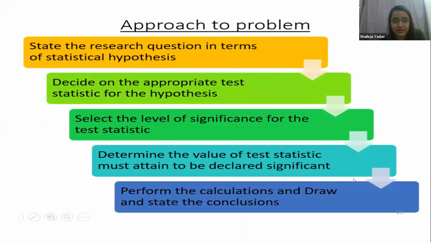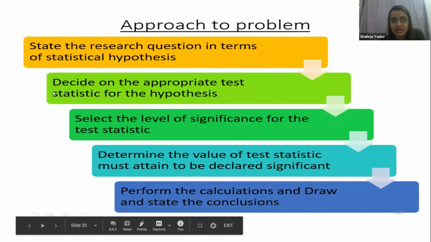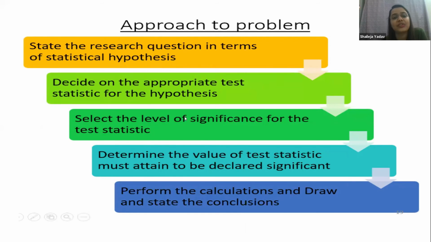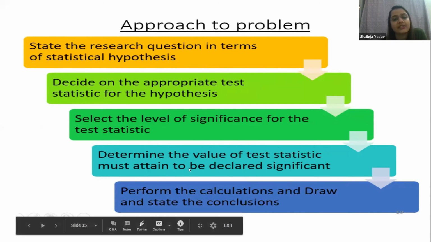So in summary, you have to state the research question in terms of the statistical hypothesis. Then you have to decide on the appropriate test statistic for the hypothesis. You have to select the level of significance, which really depends on alpha that you're choosing. Generally, we take the value of 0.05. You have to determine the value of test statistic you must attain to be declared significant. That is the critical value, and which really will depend on the alpha that you're deciding on.